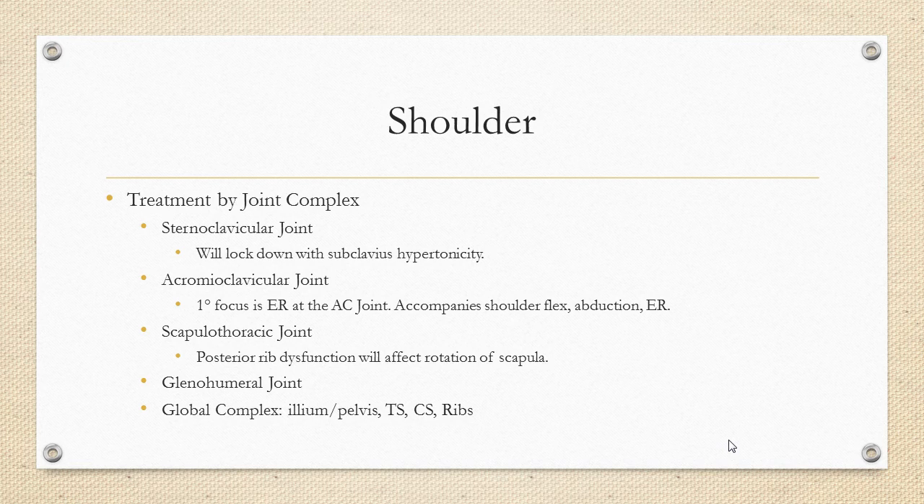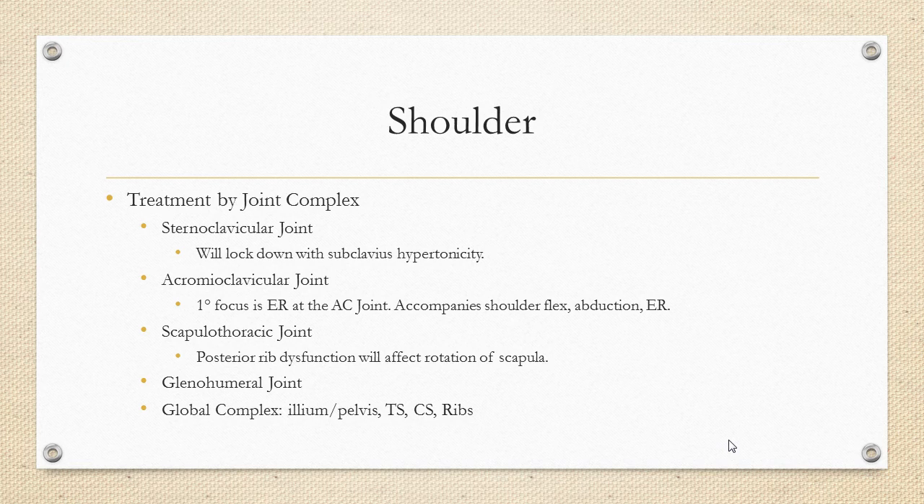The first area that we want to look at is the sternoclavicular joint. If the sternoclavicular joint has mobility deficits anteriorly or posteriorly or inferiorly, the subclavius can become hypertonic, which will lock down the sternoclavicular joint. And as we know, with shoulder elevation our clavicle needs to roll. If the subclavius is hypertonic, that will not allow that to occur. So you can get a chain reaction of events creating a shoulder impingement problem. The acromioclavicular joint, what we're looking at here is primarily external rotation at the acromioclavicular joint. It will roll posteriorly when you do elevation or external rotation, and as noted there, it accompanies several motions of the shoulder.